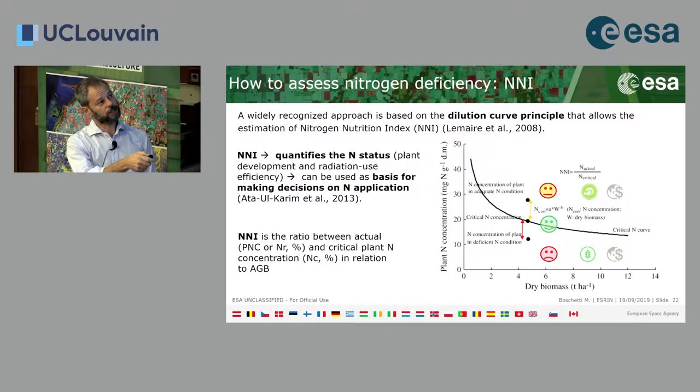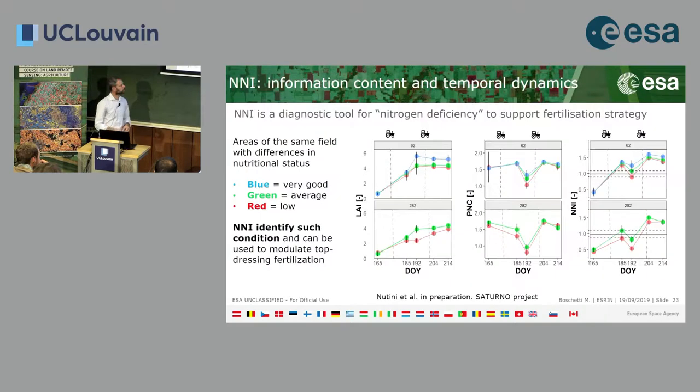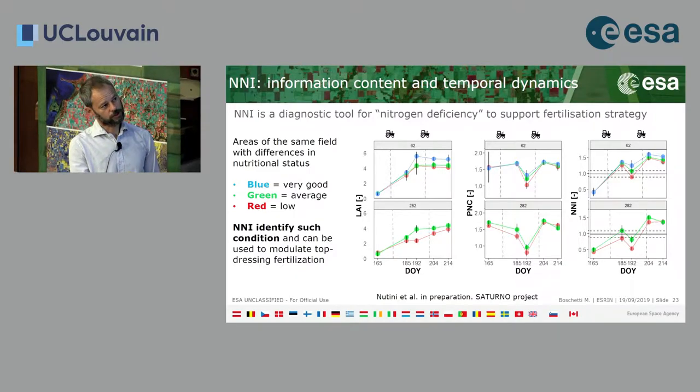So NNI is the ratio between the actual plant nitrogen concentration, or nitrogen real percentage, and the critical plant nitrogen concentration, in relation to above ground biomass. So the concept can be strange, but I wanted to show you with some experimental data we had what it means. Here we were in a rice field in Italy. So those are the days of the year. So we monitored this field. So we started from here. Those lines that you see here with the tractor are when we gave the fertilization.